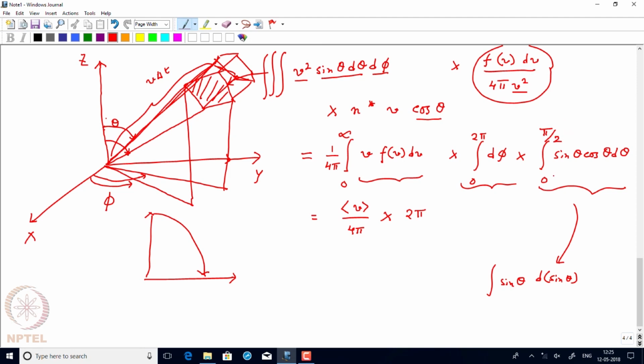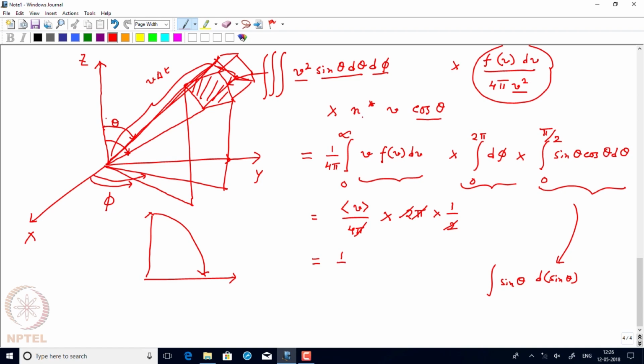Sine pi by 2 is 1. So sine square pi by 2 is also 1, and sine 0 is 0. So 1 minus 0 is 1. And remember, there was a factor of 1 by 2 because it is x square by 2. So we'll get a half factor here. Then if you see here, this 2 and 2 cancel, this pi and pi cancel. So what we'll get is 1/4.